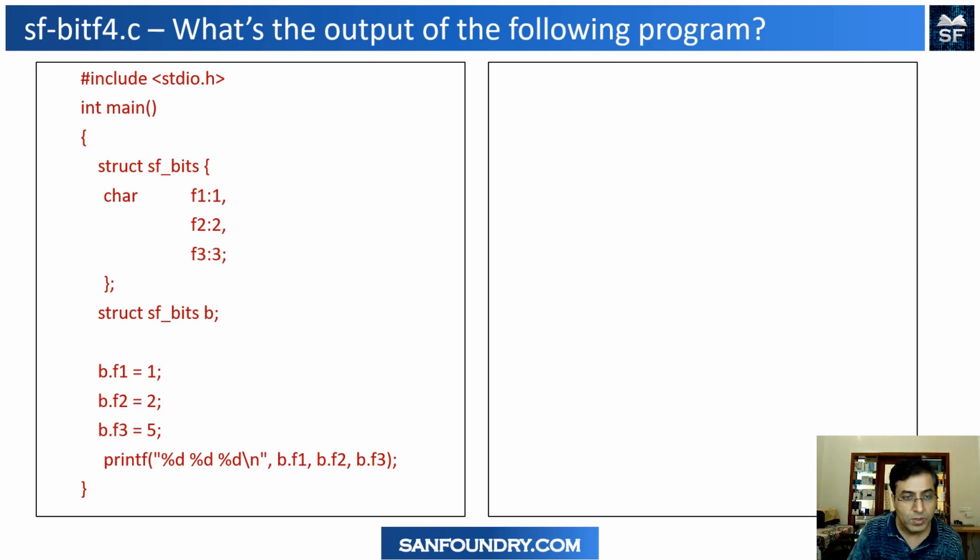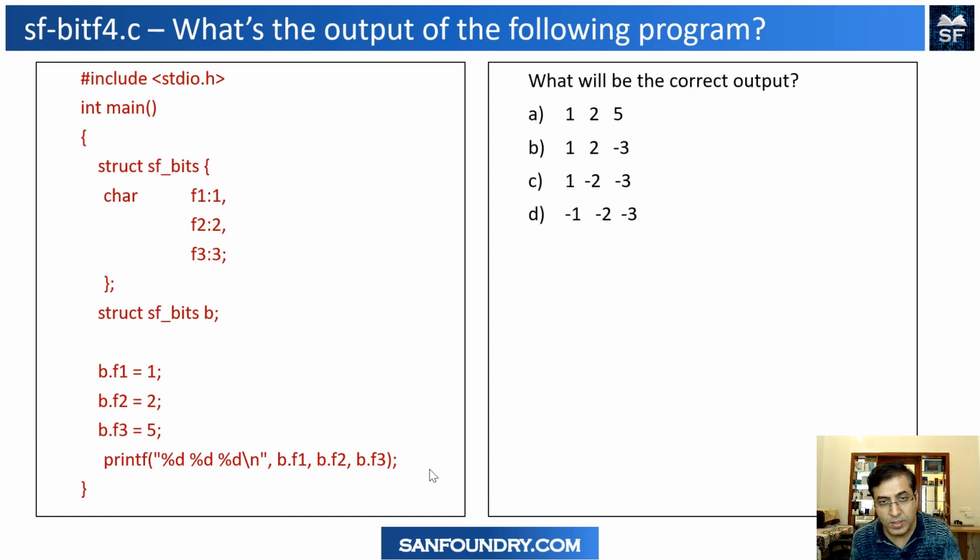When you look into this example, we have a structure with a character data type: F1 with 1 bit, F2 with 2 bits, and F3 with 3 bits. So in total we require 6 bits of a character data type. Then we are assigning the values 1, 2 and 5 to each one of them, and displaying them. So the question is, what will be the real output of this program for these bit field operations? What will be the correct output?